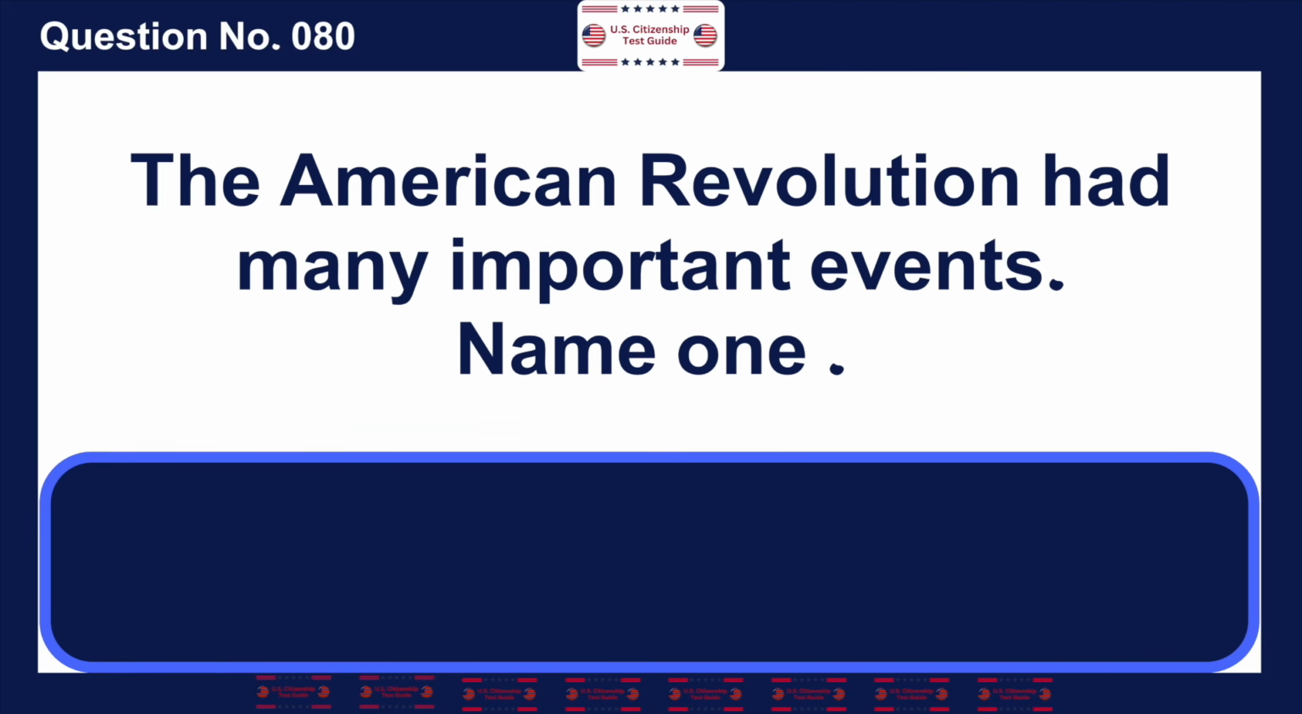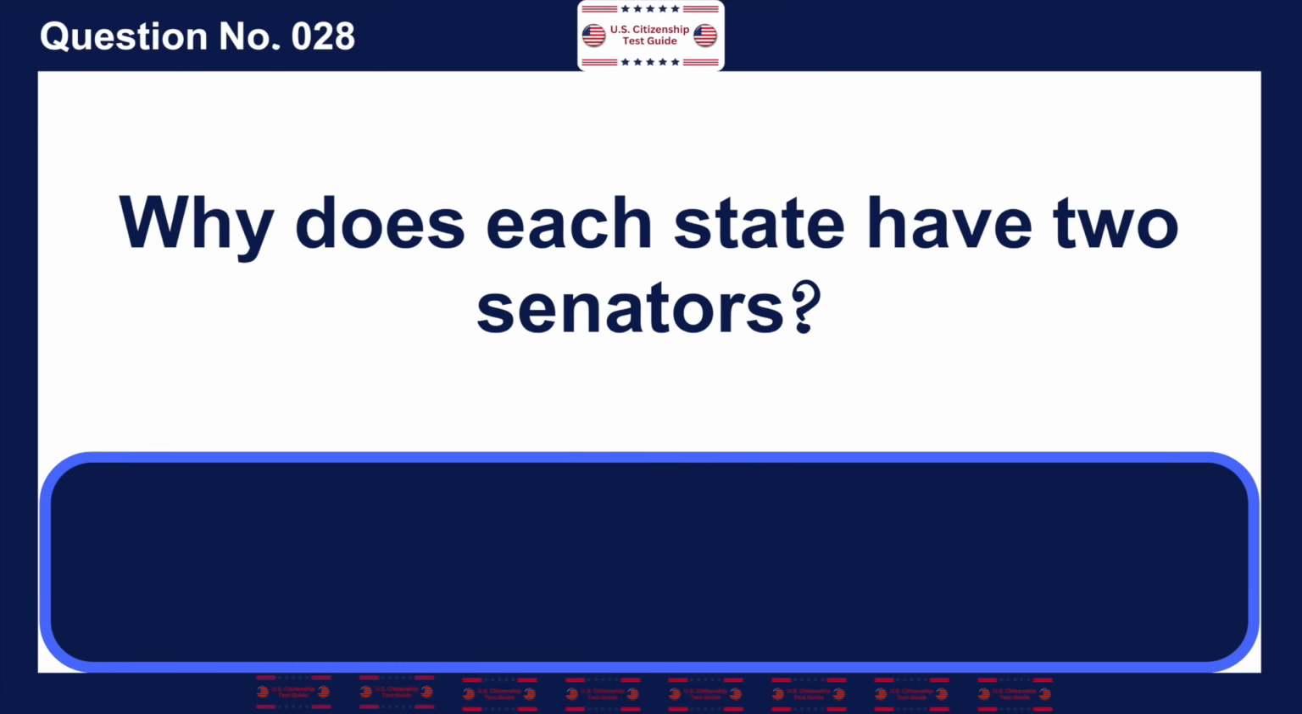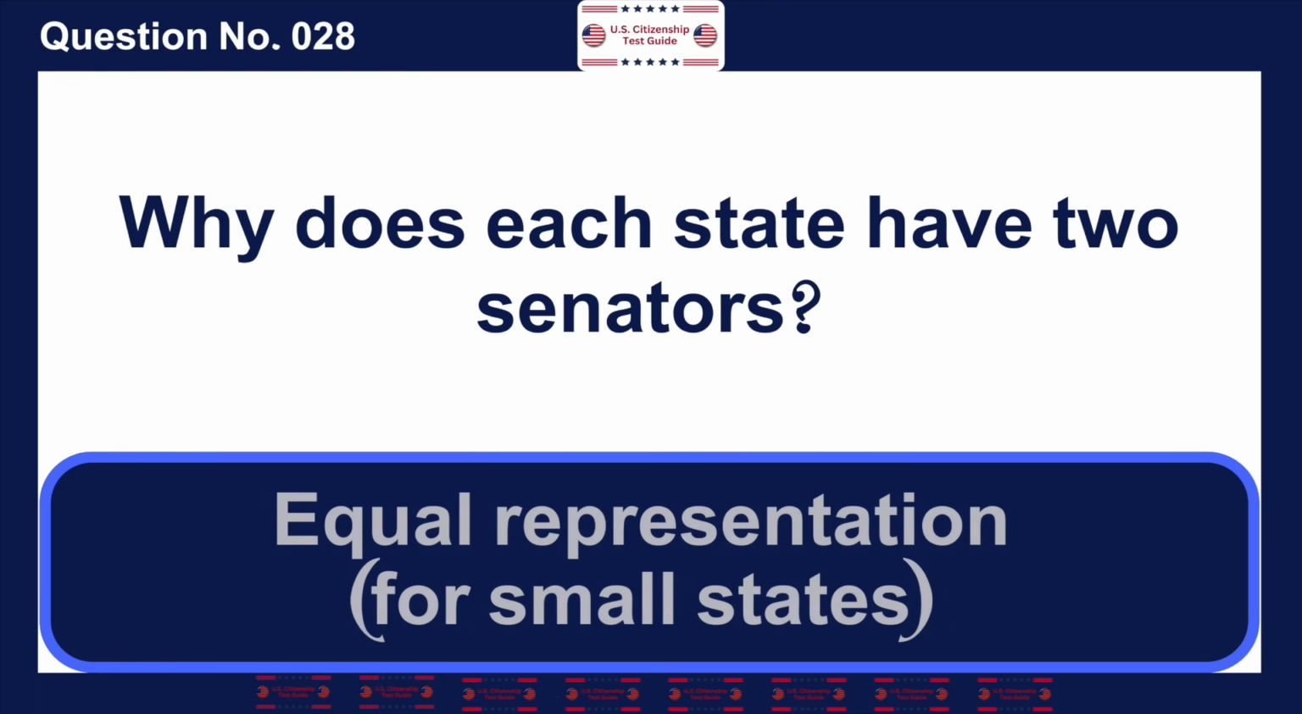The American Revolution had many important events. Name one. Declaration of Independence. Why does each state have 2 senators? Equal representation for small states.